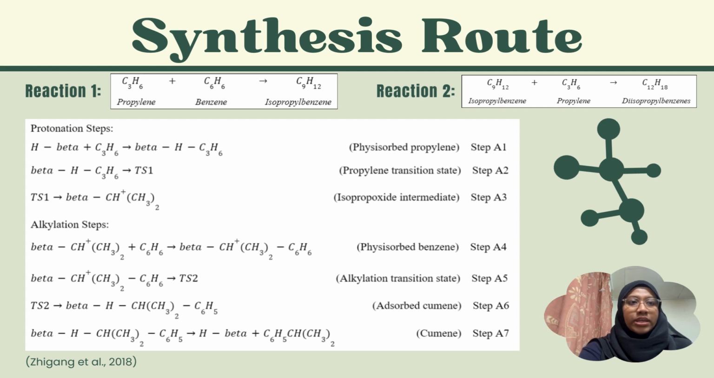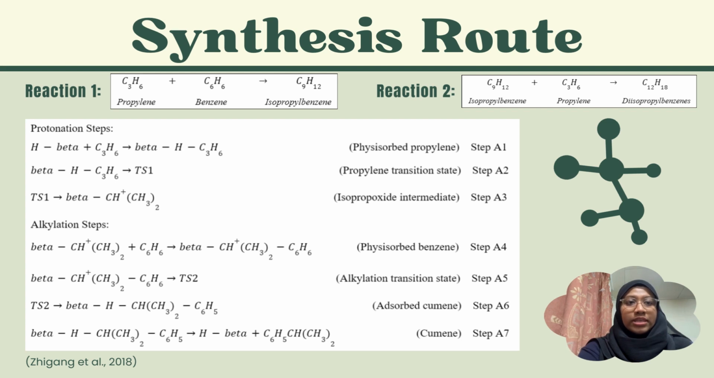In step A3, it undergoes conversion into an isopropyl intermediate. The energy released during the formation of isopropoxide in relation to the adsorption complex is exothermic, signifying that the isopropoxide configuration is a more stable intermediate in chemical adsorption. Then, it combines with nearby benzene to produce physisorbed benzene in step A4.